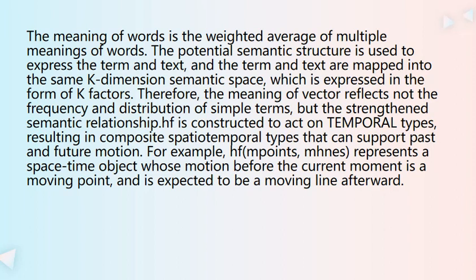The meaning of words is the weighted average of multiple meanings of words. The potential semantic structure is used to express the term in text, and the term and text are mapped into the same k-dimension semantic space, which is expressed in the form of k-factors. Therefore, the meaning of the vector reflects not the frequency and distribution of simple terms, but the strengthened semantic relationship. HF is constructed to act on temporal types, resulting in composite spatiotemporal types that can support past and future motion. For example, HF(points, MHMES) represents a space-time object whose motion before the current moment is a moving point, and is expected to be a moving line afterward.